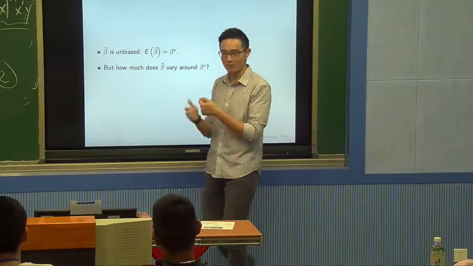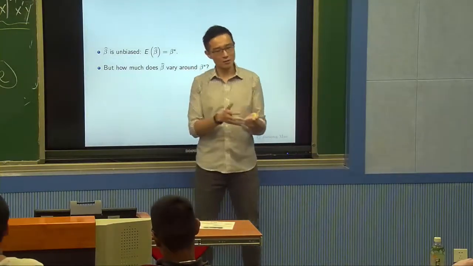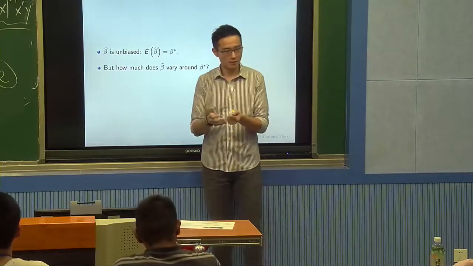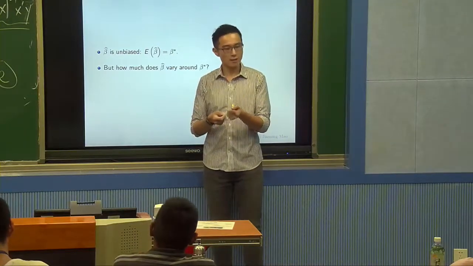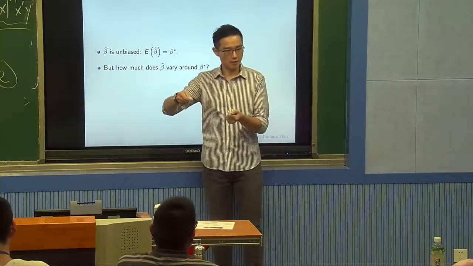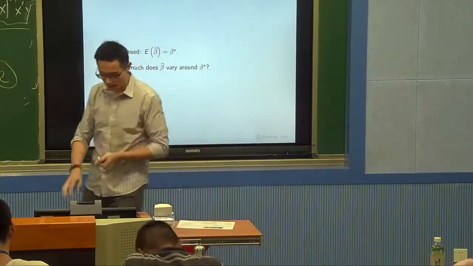Remember, we have the bias-variance decomposition. So bias is not the only concern. We also care about variance. Every time we draw a different data set, we get a different beta hat. How much they vary, that's also a concern to us, right?